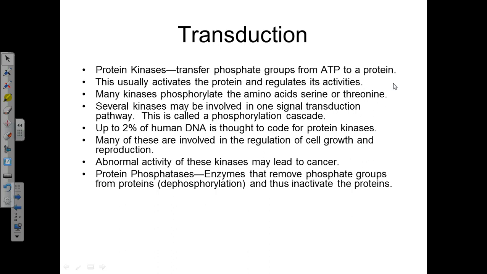All right, so we talked about protein kinases a lot. We know they transfer phosphate groups from ATP to a protein, and that usually activates things. They're involved in all kinds of stuff in your body. About 2% of your DNA codes for protein kinases. That's a lot.